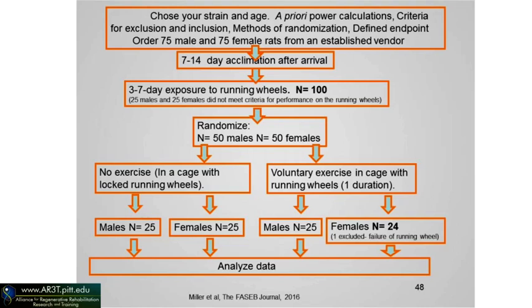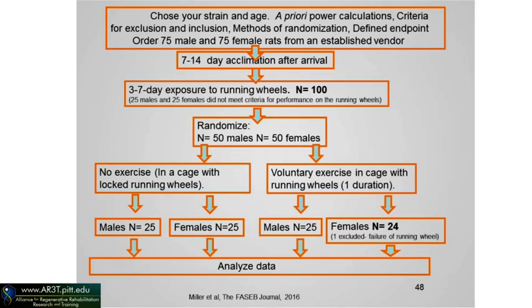This is all done. So you need a 7 to 14 day acclimation after they've arrived. Oh, and you've determined that you're going to have 75 males and 75 females. They come from the vendor. You need to let them acclimate to their new environment, and then somewhere between 3 and 7 days of exposure to the running wheels, so they all perform in a regular way.